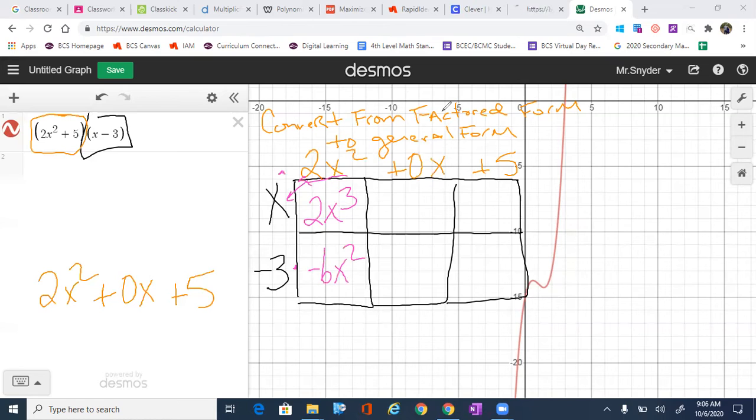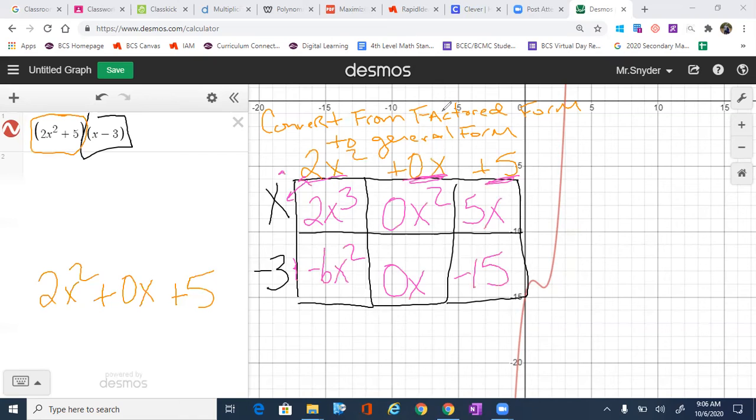x times 0x is 0x squared. 0x times negative 3 is just 0x. Okay, and then I have 5 times x, which is 5x, and 5 times negative 3, which is negative 15.